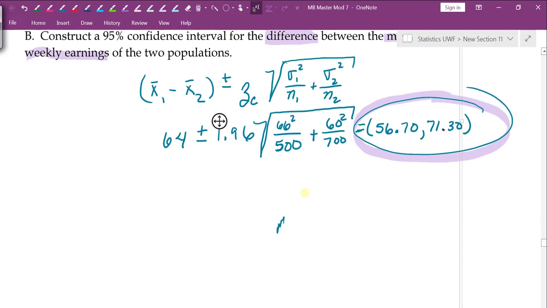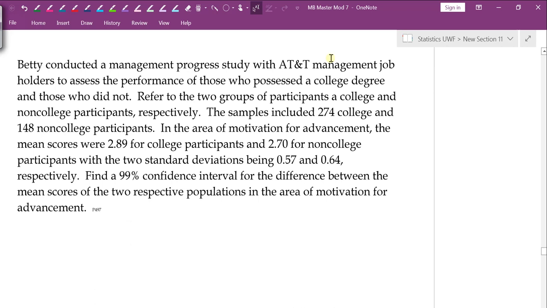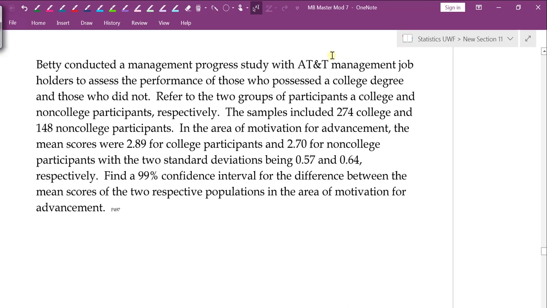Let's do another one here. This one here is Betty conducted a management progress study with AT&T management job holders to assess the performance of those who possessed a college degree and those who did not. Refer to the two groups and participants as college and non-college participants. That's going to be what I'm going to refer to them as. The samples include 274 college, 148 non-college participants.